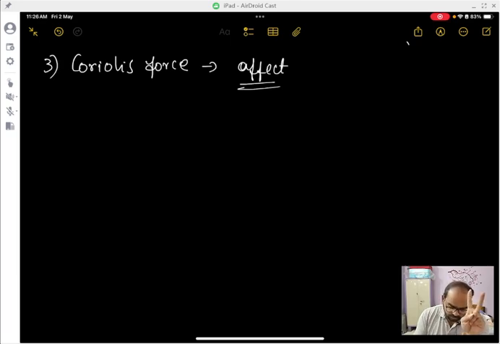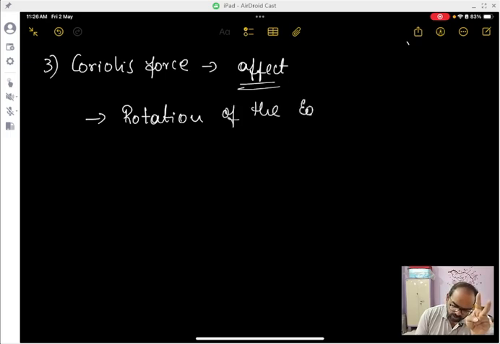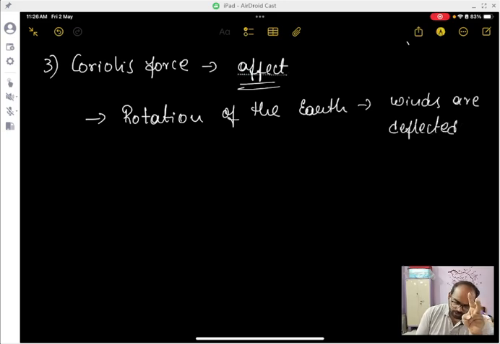Second thing, why do we experience the Coriolis effect on the wind? Because of the rotation of the earth. Because of the rotation of the earth, winds are deflected. Because of rotation of the earth from west to east, that is in anti-clockwise direction, winds are deflected. So now we understand what this Coriolis effect is.